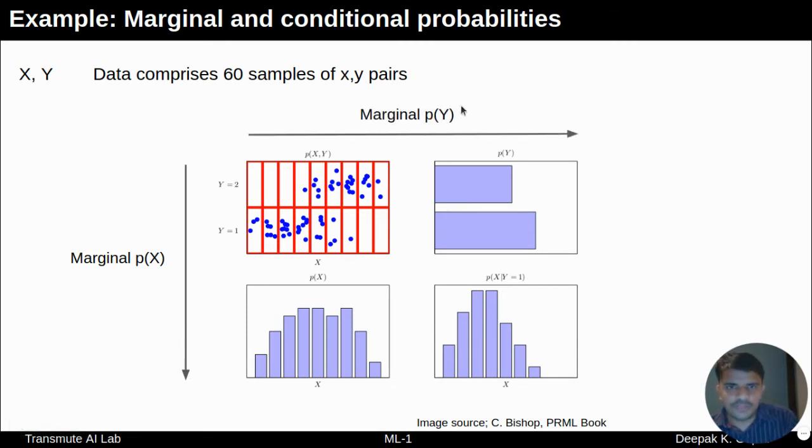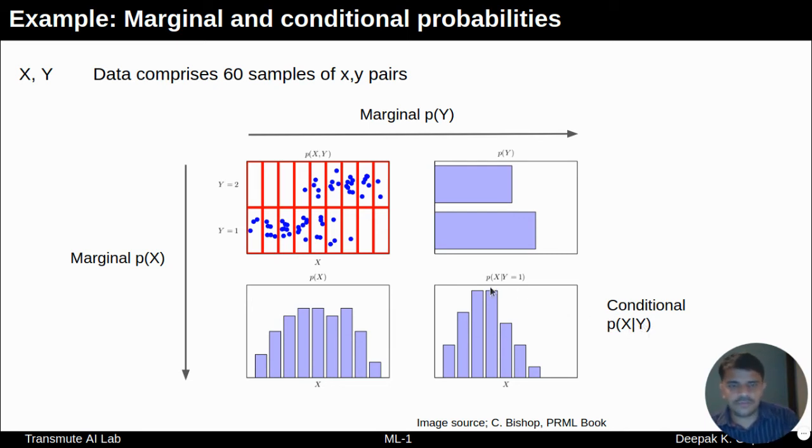Similarly, when we have to compute the marginal probability Py, we just sum across the x dimension. So for the marginal probability of Py equal to y2, we sum across all x. So we sum all the number of points here and divide by 60. We count the number of points along this dimension and then divide by 60. That is what we see here. That's the marginal probability Py. So that was marginalization.